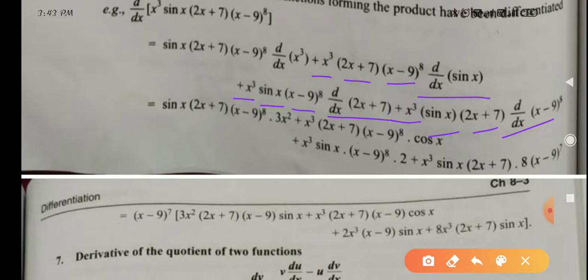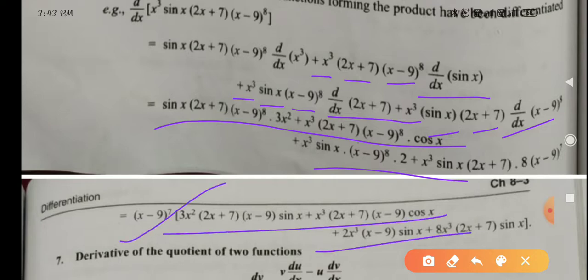Now you can differentiate separately. So it will be the answer. This is given: sin x (2x plus 7)(x minus 9) to the power 8 into 3x squared, plus x cubed into (2x plus 7)(x minus 9) to the power 8 into cos x, plus x cubed sin x into (x minus 9) to the power 8 into 2, plus x cubed sin x into (2x plus 7) into 8 into (x minus 9) to the power 7. Now after simplification you will get this last step.